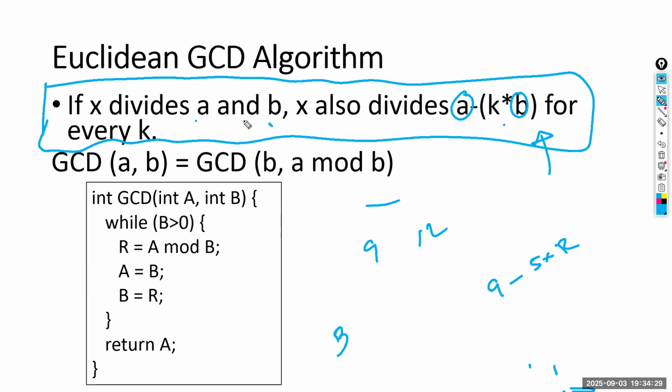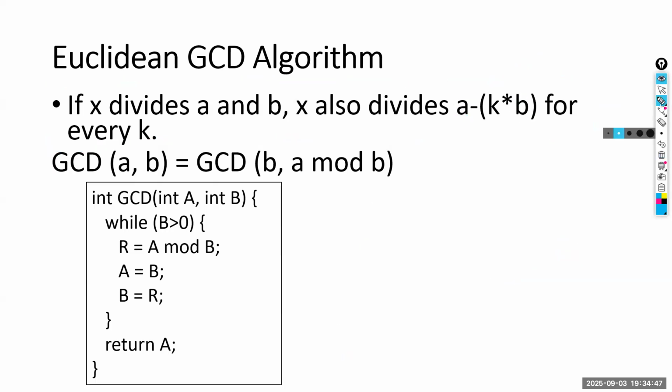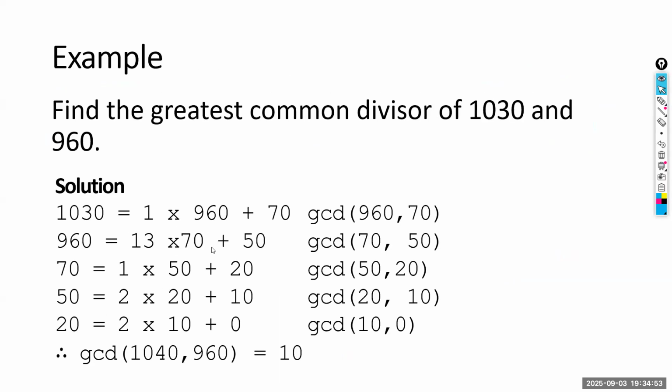If x divides a and b, x also divides a minus k times b. So if there's a question asking you to write down the Euclidean algorithm of GCD, this is the statement you need to write. So you better remember it if possible. But most of the time, almost every year, there's a question on finding GCD rather than asking you to write the algorithm. So it is easy.